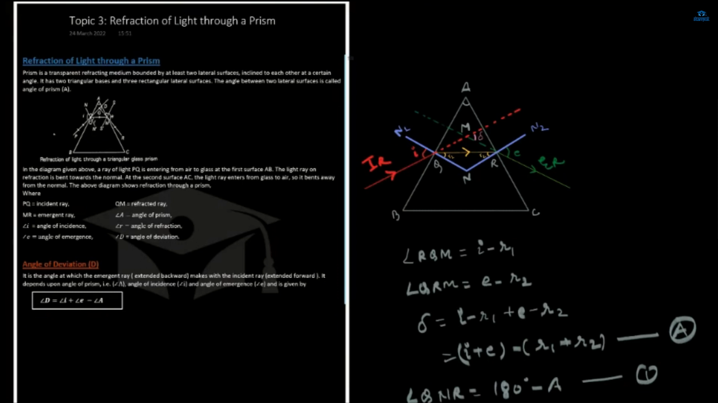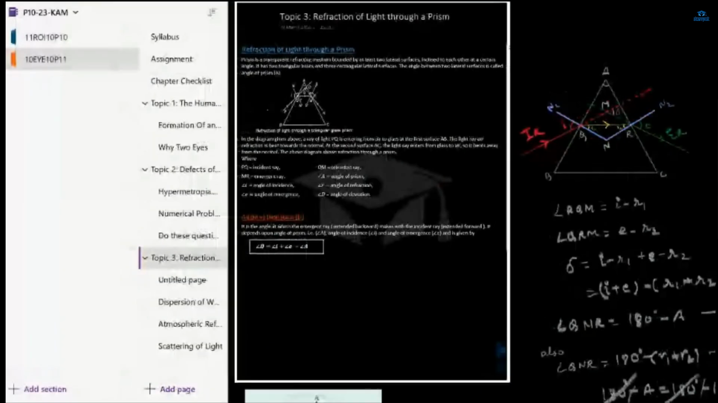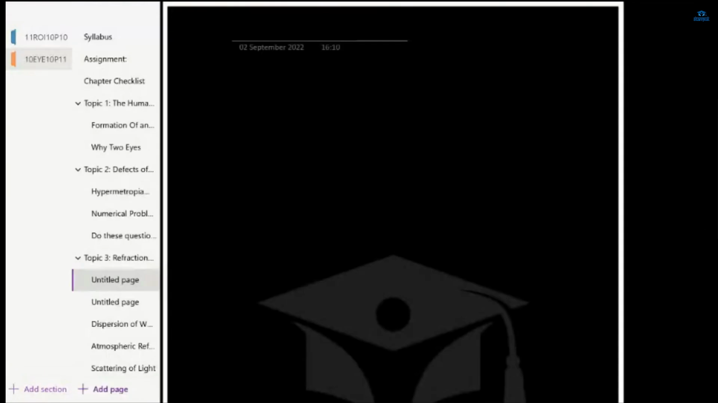Okay, today we are going to start refraction of light through a prism. Have you ever seen a prism in the lab or somewhere? Yes, ma'am, in the lab.